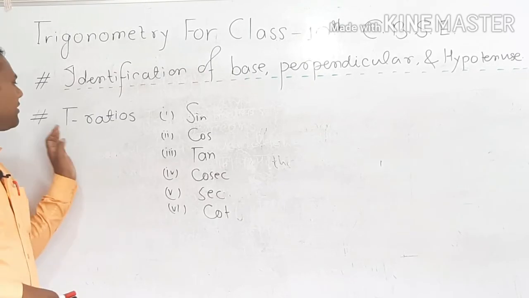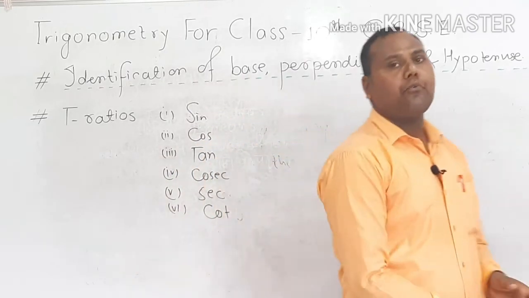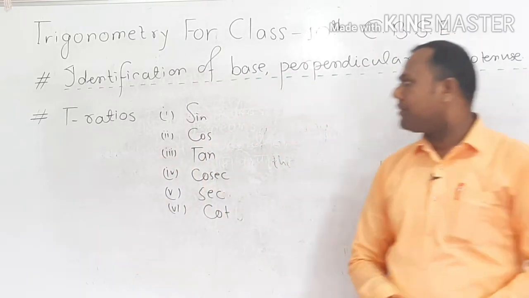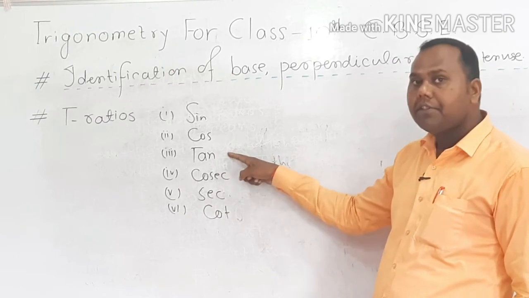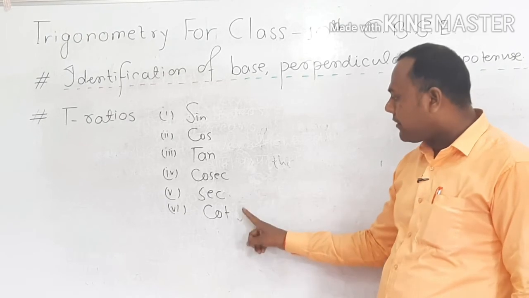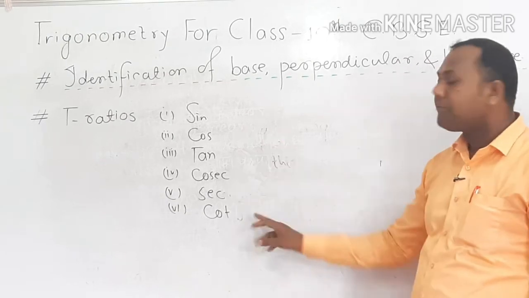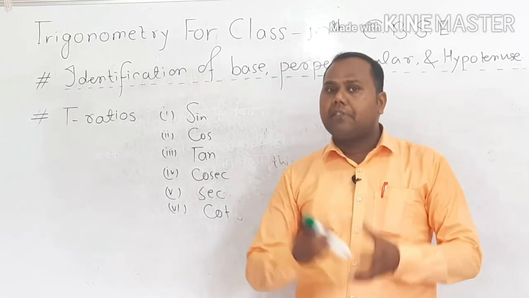Now let us see T ratios. What is T ratios? Firstly, I would like to say that we have 6 T ratios. The first one is sine, the second one is cos, the third one is tan, the fourth one is cosec, the fifth one is sec, and the sixth one is cot. We have 6 T ratios, but how can we determine them and the ratios of sides?